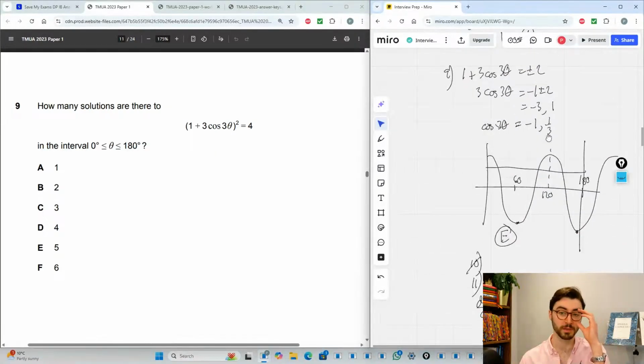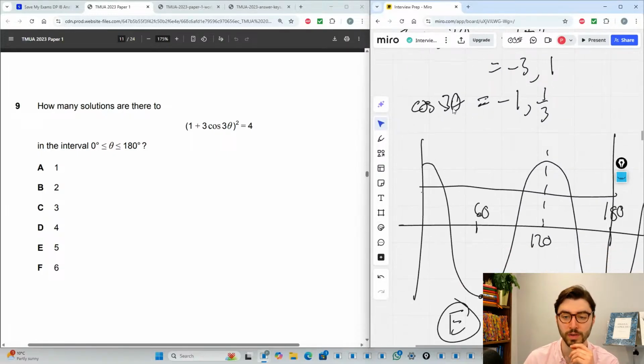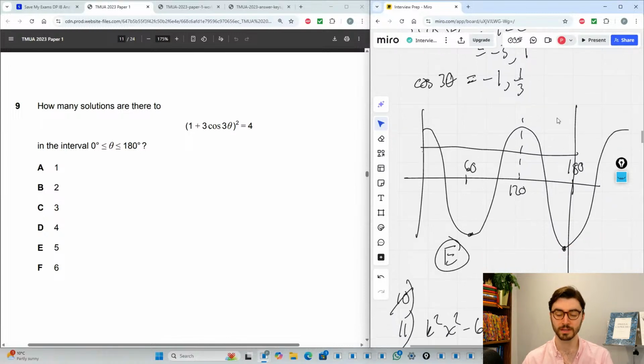This was pretty self-explanatory. They really like this in the TMUA, working out how many solutions there are. So you need to find out what cos of 3 theta is in this case. And then use your graphing skills to work out the number of possible solutions, being very careful about whether the extreme values are included or excluded.